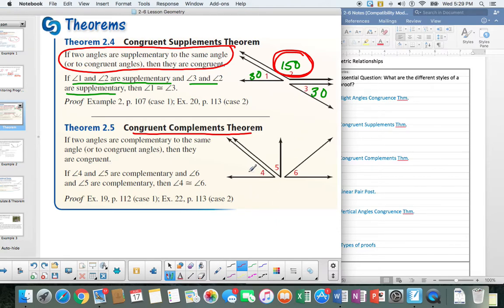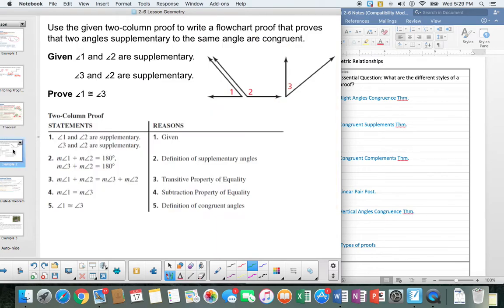So let me go ahead and write some numbers here. If this is 30 degrees, this must be 60 degrees, because complementary means adding up to 90. It says these two must also be complementary, so that forces that to be 30. They are complementary to the same angle, so that means these two must be congruent. Let's prove the first theorem in a two-column proof.